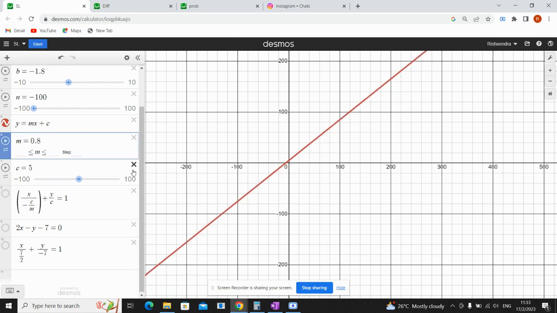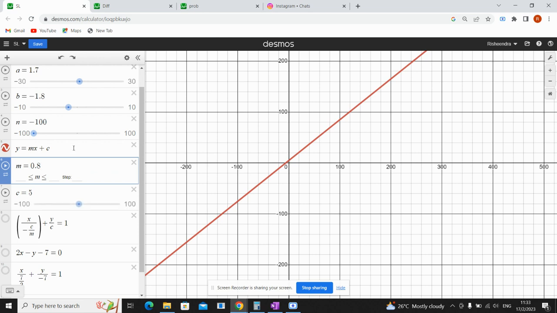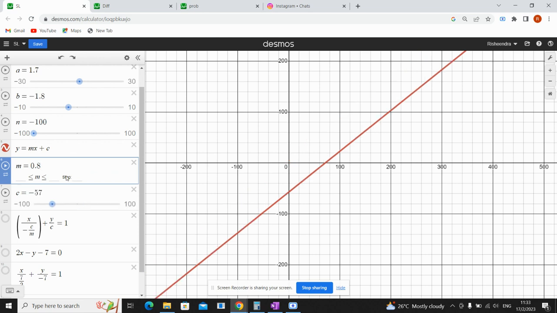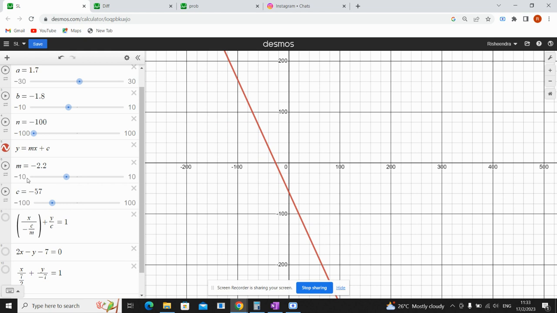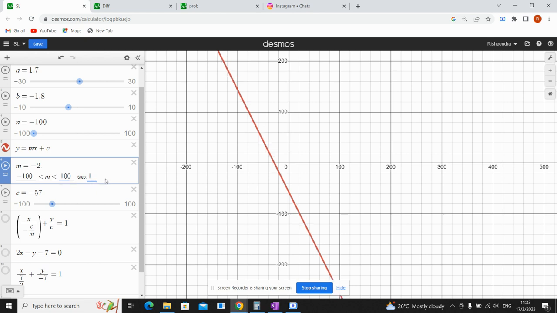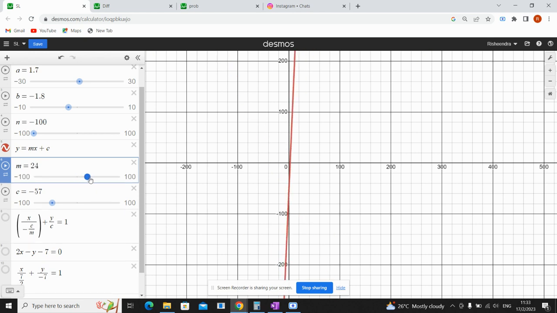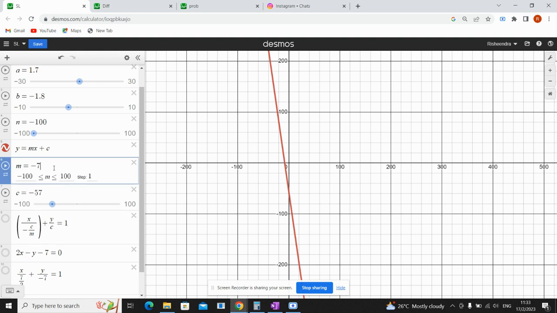And as I change the slope, the line is rotating, right? Similarly, let's see, I will take the slope from minus 100 to plus 100. See, as the slope increases, the line becomes much steeper, right?